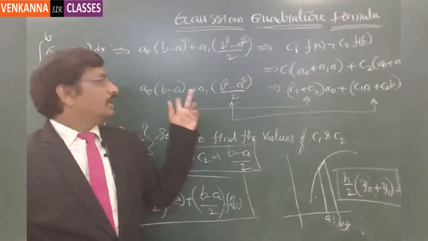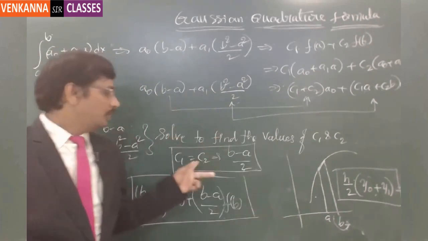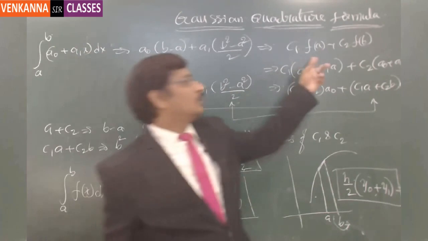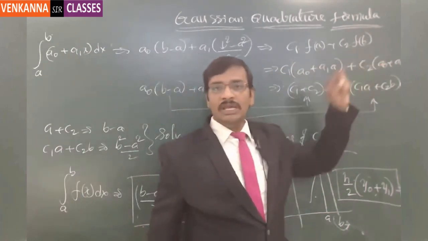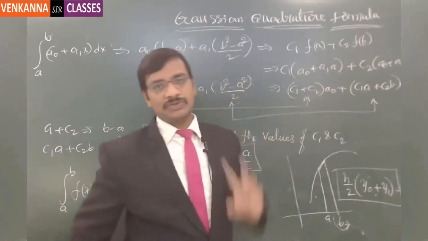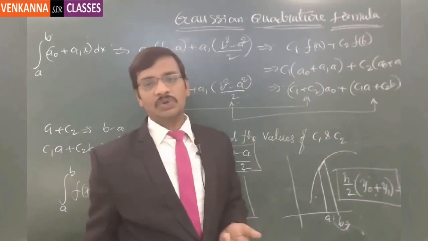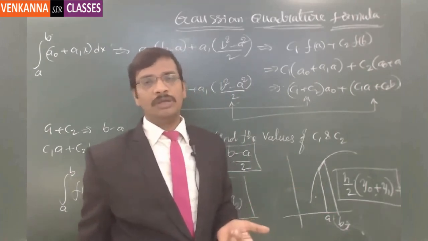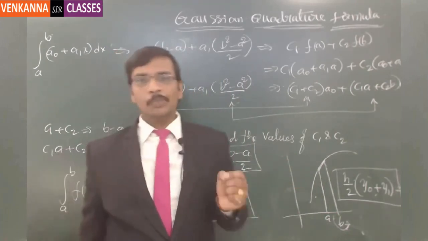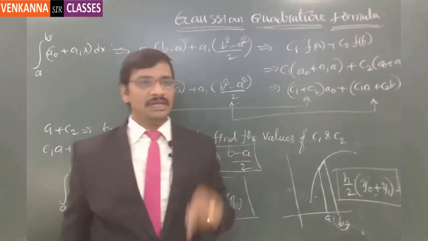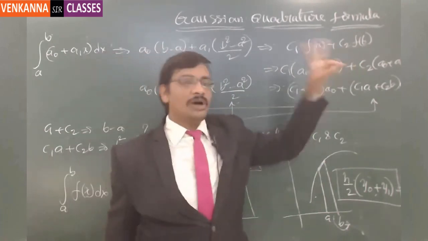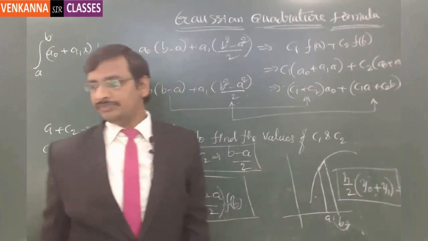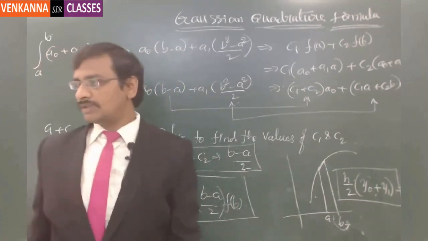Now here a and b we have assumed, and the function is expressed as C1 f of a plus C2 f of b, approximating the function as a straight line. But if you want to approximate it as a third order polynomial, which we call the 2-point Gaussian quadrature formula, there these a, b values are also unknown values. Got it? Understood the concept?